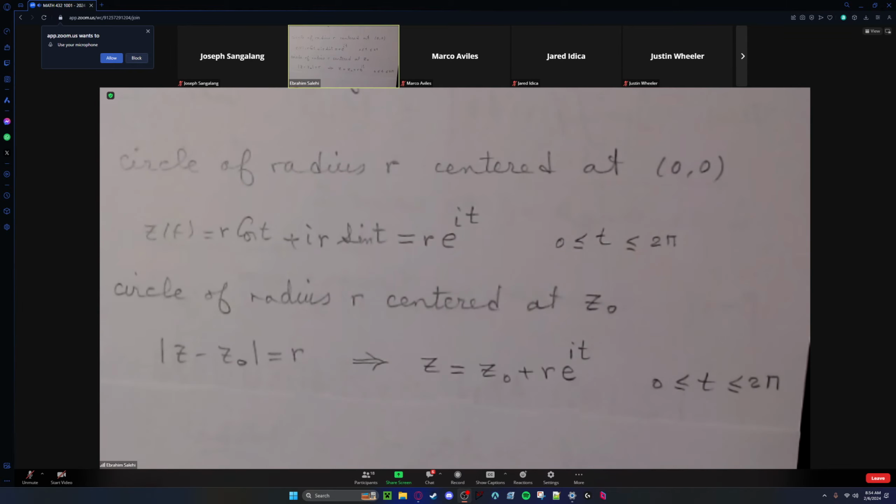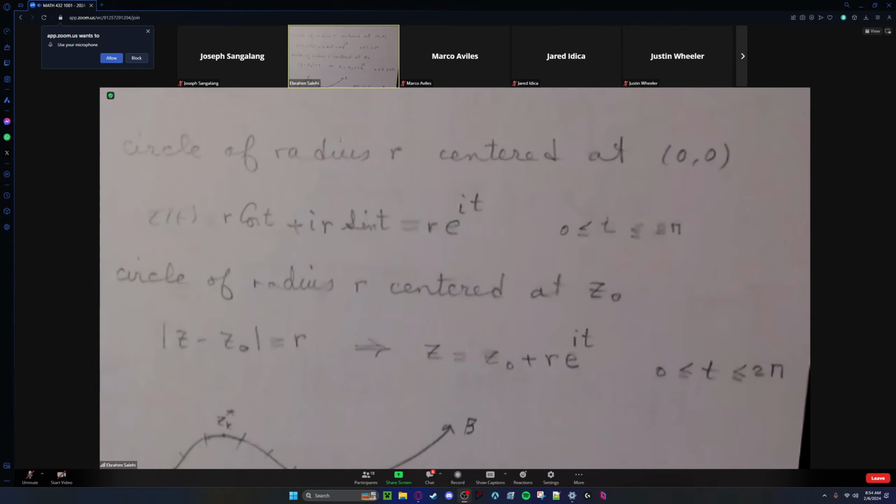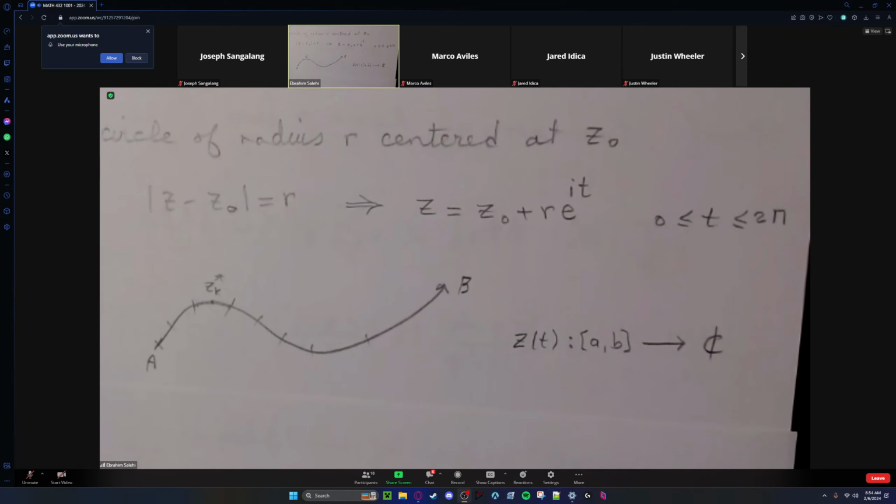Here is a circle of radius r, but centered at a point z naught. All right. So a curve is given. It could be a circle. It could be something else. Here is a curve. And you have a function of a complex variable.